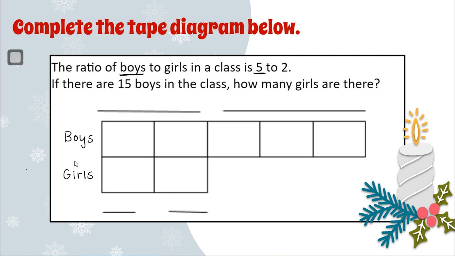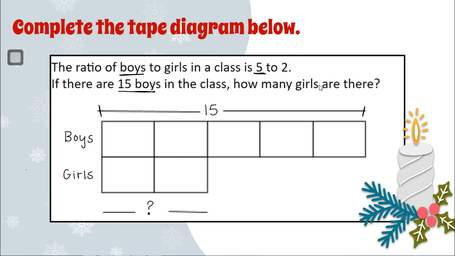Now, the second sentence says, if there are 15 boys in the class, how many girls are there? We know that there are 15 boys. So all of these boxes on the top are representing our boys, these 5 boxes. So that means this whole row on the top is going to be equal to 15 from the start over here all the way to the end over here. But down here, we don't know what these 2 boxes would represent for the girls. That's what we are looking for. That's our question mark because it says how many girls are there.